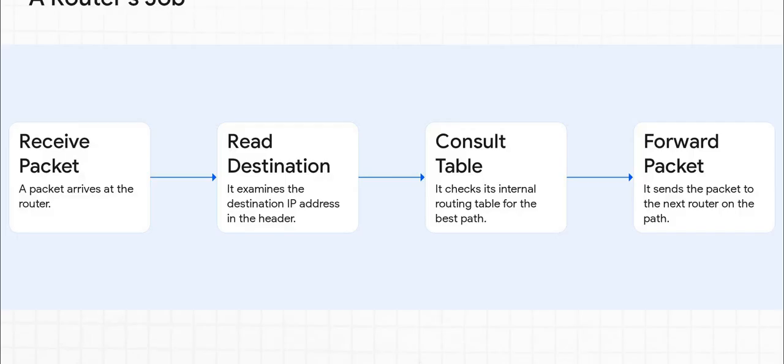And figuring it out is exactly what routers do best. A router's job is just this constant, crazy high-speed loop. It gets a packet, it reads the destination IP address, it quickly looks at its internal map of the internet, that's called a routing table, and then bam, it forwards the packet to the next router on what it thinks is the best path. And it does this millions of times a second without ever breaking a sweat.